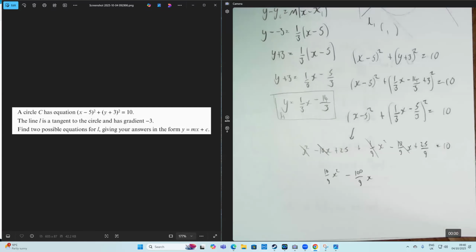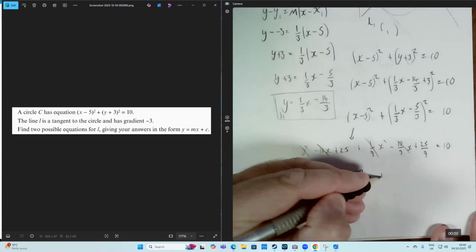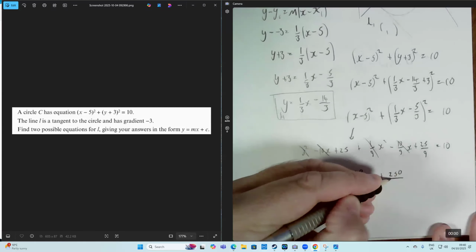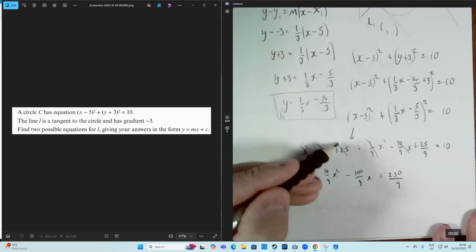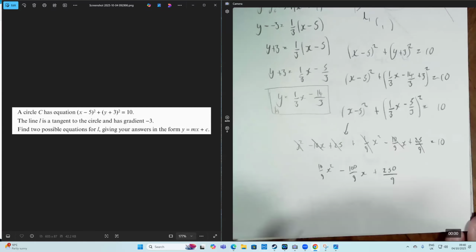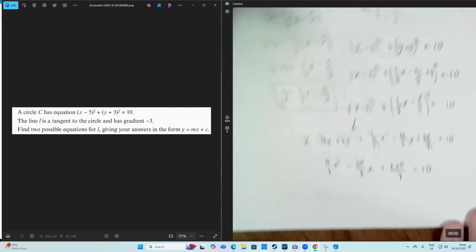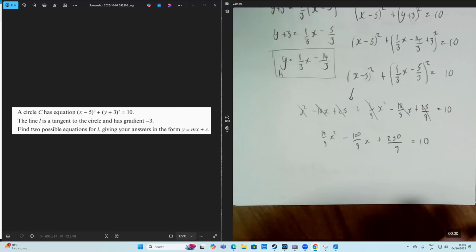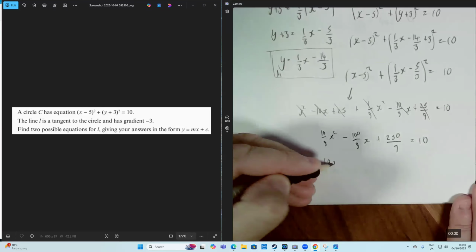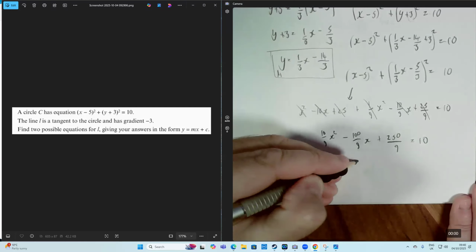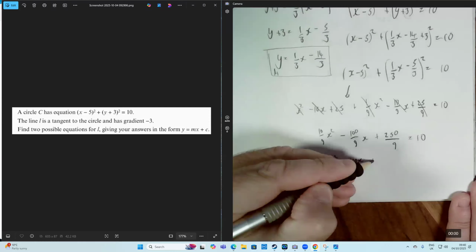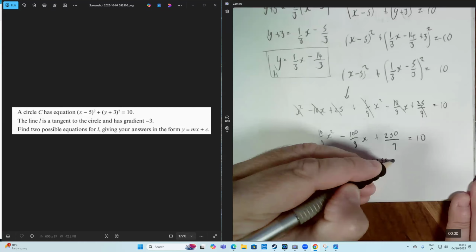Yes, that's right, because it's 90, add another 10. And then we're going to have 25 plus 25/9, which gives us 250/9, all equal to 10. Now, it makes sense at this stage to multiply everything by 9 to get rid of all these fractions. So we're going to have 10x² − 100x + 250 = 90.